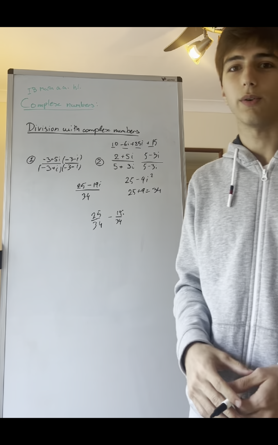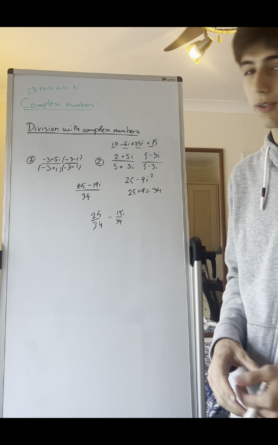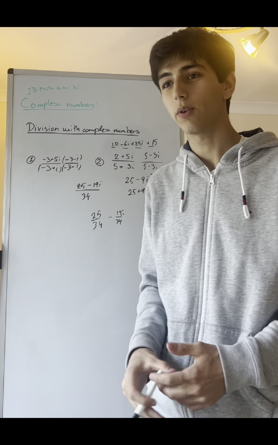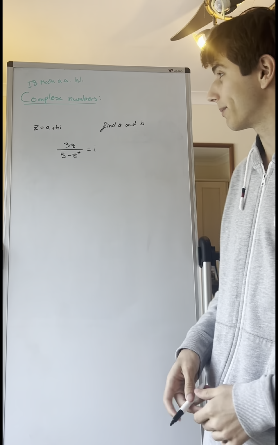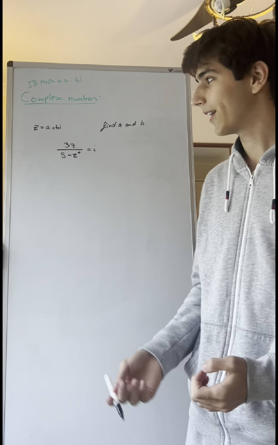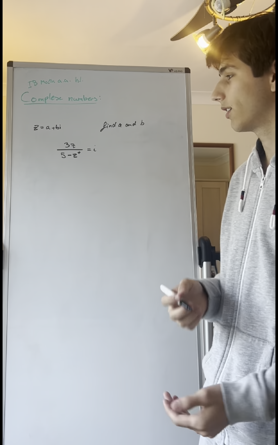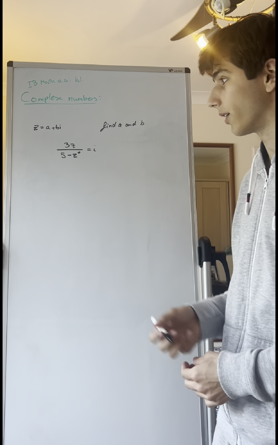So now we're going to do an IB type question about complex numbers, so you should be equipped with all of the knowledge to answer some IB type questions. Alright, here we have the IB style question. So z is a complex number a plus bi, and we have the equation 3z divided by 5 minus z conjugate is equal to i.